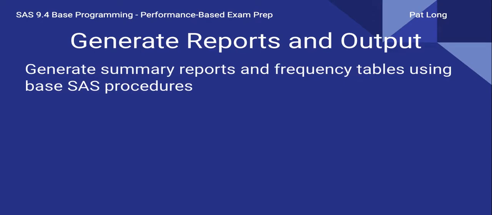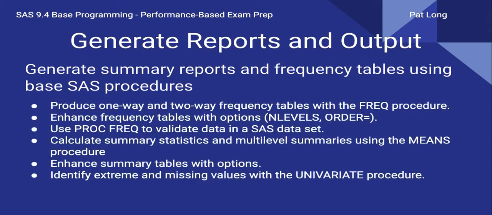Now we're going to be looking at generating summary reports and frequency tables using some SAS procedures. We're going to produce one-way and two-way frequency tables using Proc Freq. We're going to look at some options including nlevels and order equals. We're going to see how we can use Proc Freq to validate data in a given SAS dataset.